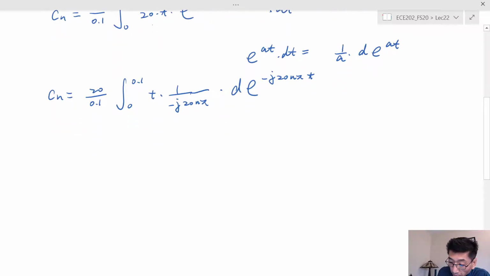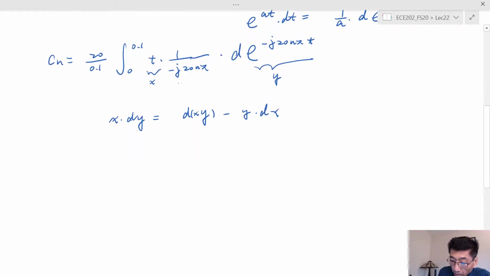And also, based on the chain rule, we have x dy is going to be equal to d(xy) minus y dx, something like that. And if you recognize, this is a constant, we're going to move this out, and let's call this x, and this is y. So therefore cn is, we move that constant out, so we have 20, let's keep that 20 so we don't combine too many steps, multiplied by 1 over negative j 20 n pi.